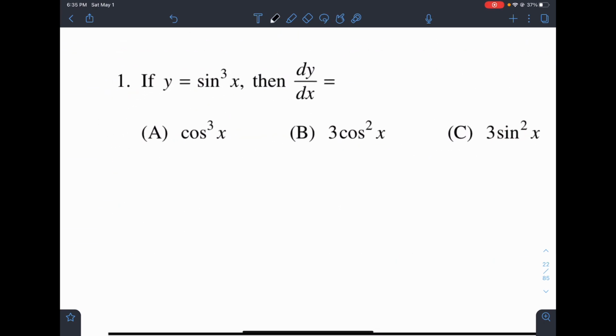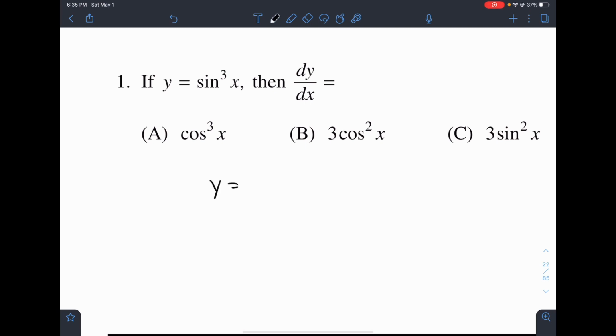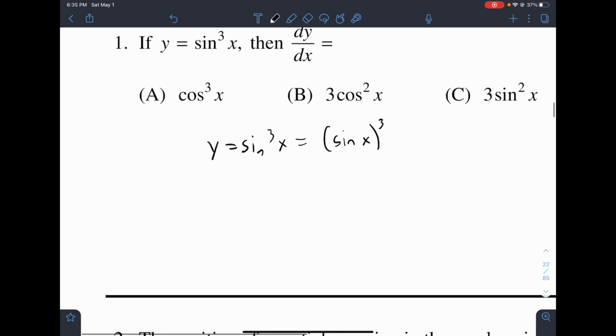So first up, we have y equals sine cubed of x. How we can find the derivative is we can rewrite this as sine of x, and then you cube the whole thing. That's the same thing as sine cubed of x. Now to find dy/dx, we can use the power rule first, so bring this down and subtract 1. But then we have to multiply by the derivative of the inner argument, so let's do that.